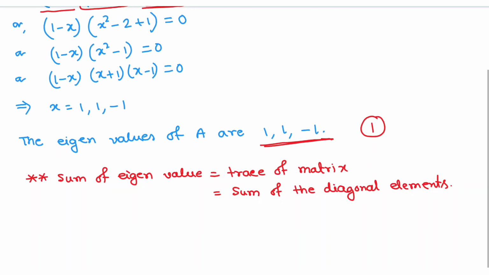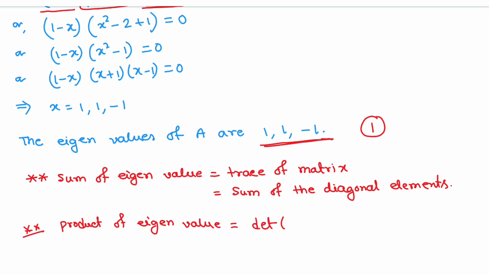Clear? And the second point is the product of eigenvalues is equal to the determinant of the matrix A. Okay, the product of eigenvalues represents the determinant of the matrix A. Here, what is the product? 1 into 1 into minus 1, that means minus 1 is the product.